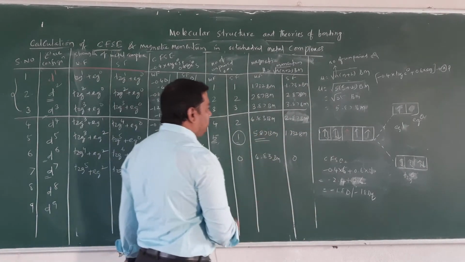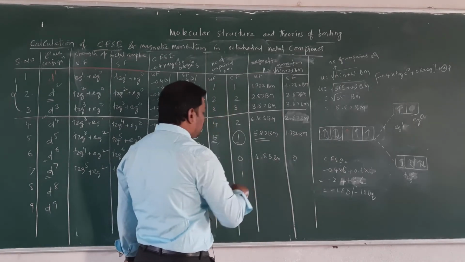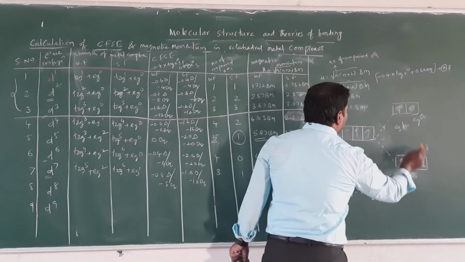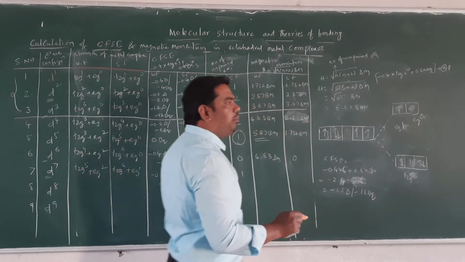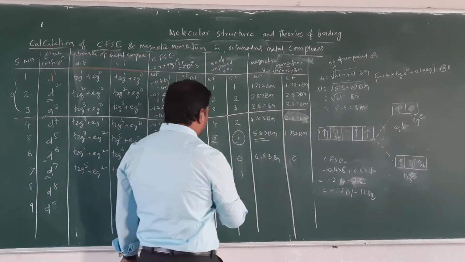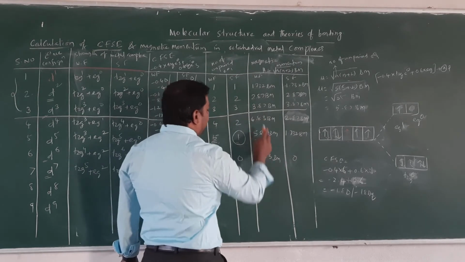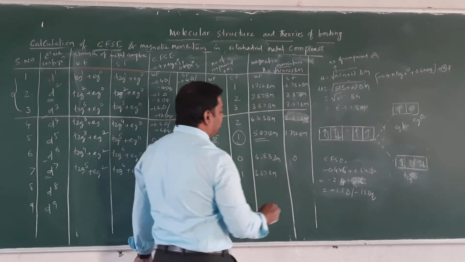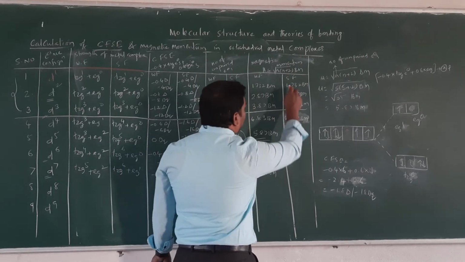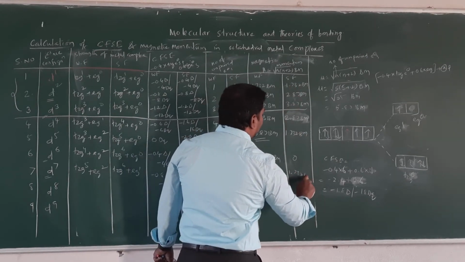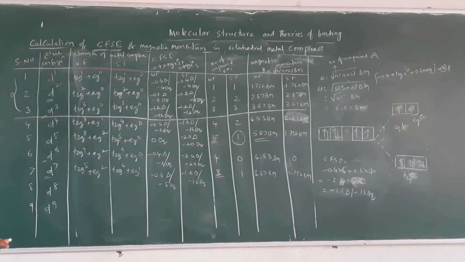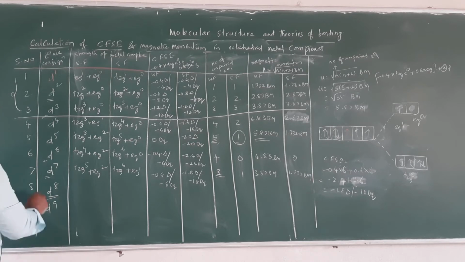Here in the case of d7 for strong field, one unpaired electron will be present, because all these 3 are paired, but only one electron is unpaired in the eg level. So if 3 unpaired electrons are present, the magnetic moment value is 3.87. If one unpaired electron is there, the magnetic moment value is 1.732. Clear, students? Right. Then we will move to the d8 configuration.